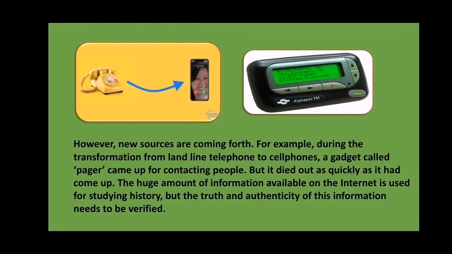The huge amount of information available on the internet is used for studying history, but the truth and authenticity of this information needs to be verified. See, now we are using the internet. There is lots of information regarding history or science, whatever it is, but whether it is true or not, we have to find out. That is very, very important to verify.